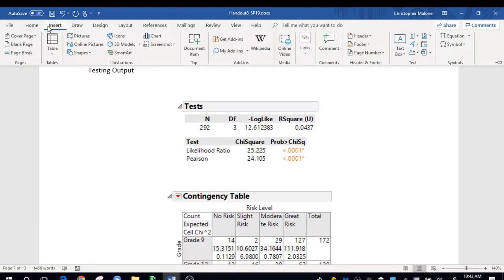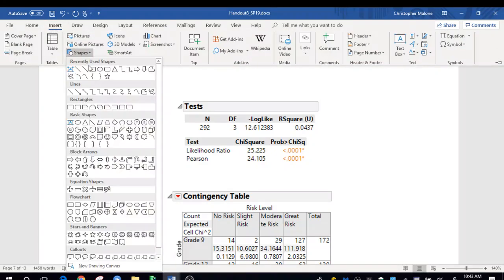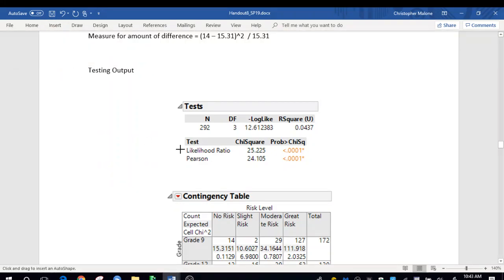Again, in this class, we can ignore the likelihood ratio one, so let's go ahead and just cross that off. We're not going to use that one in this class. You can learn more about that in a different stats class if you take more stats classes. That's based on a different approach. The one that everybody uses is the Pearson chi-square.